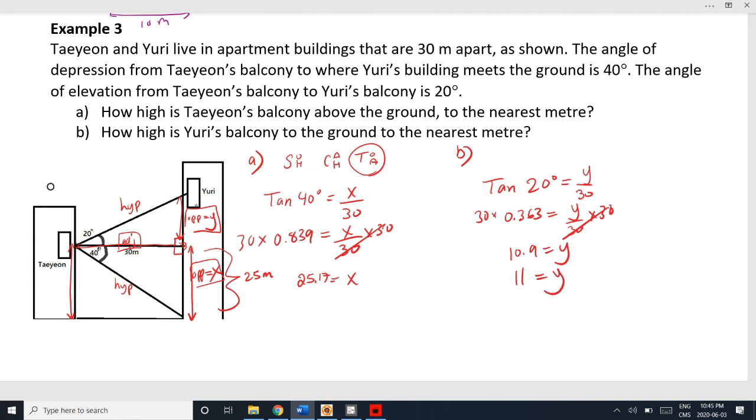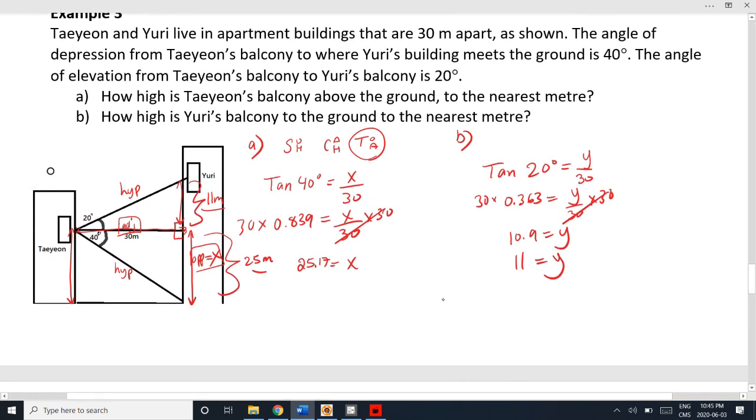So the distance here, let me just erase this, is 11 meters. But the total distance from the ground to Yuri's balcony is going to be the addition of these two parts here. So let's find the total distance. We could say the distance to Yuri's balcony is equal to 11 meters plus the 25 meters that we already calculated earlier. So 11 plus 25 is equal to 36.